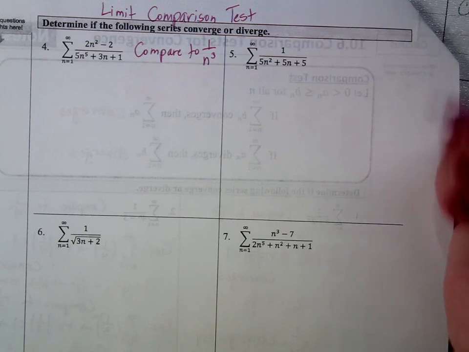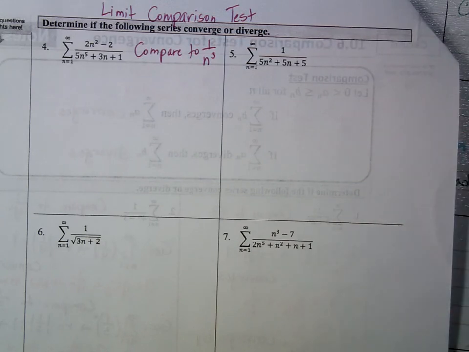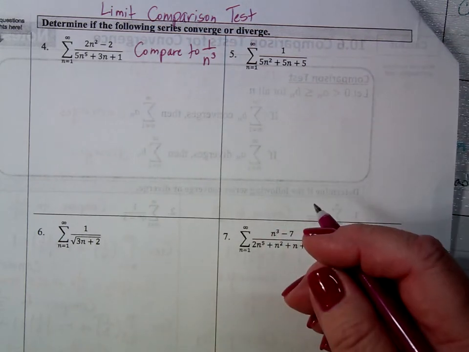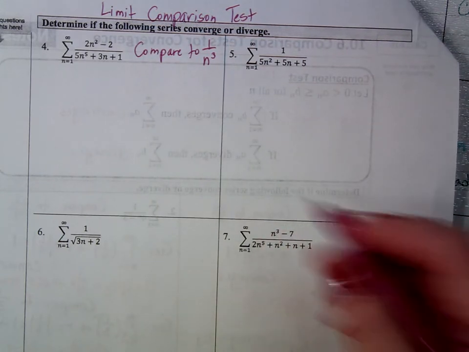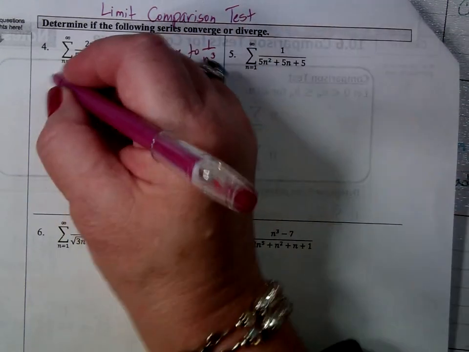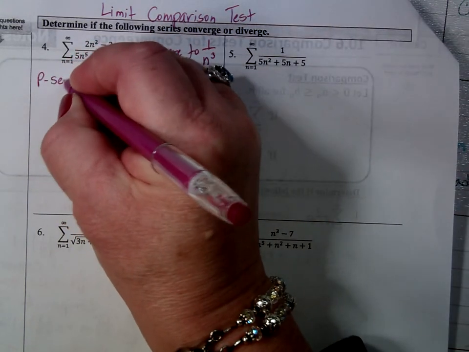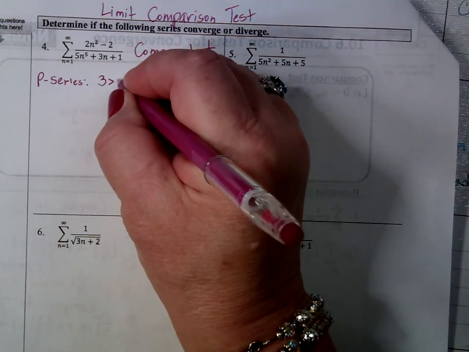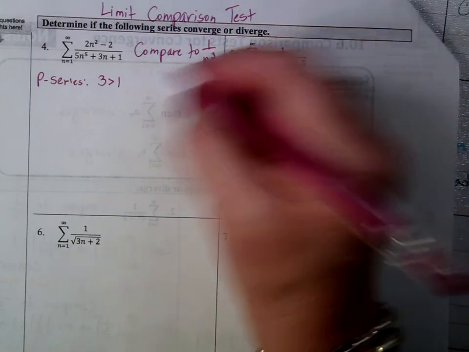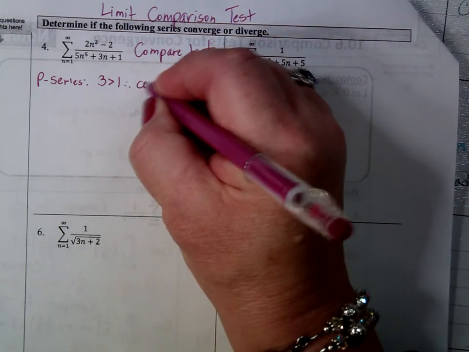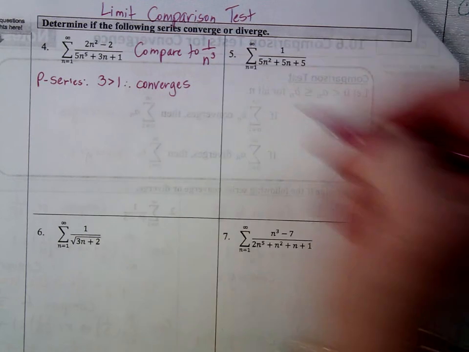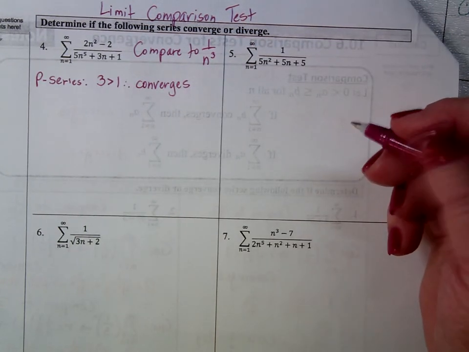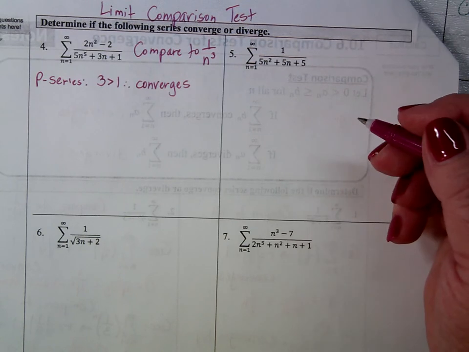All right, so let's think about this. If I compare it to 1 over n to the 3rd, then I know that 1 over n to the 3rd is a p-series. Going to think about what my comparison guy does. He's a p-series. He's a power of 3, which is greater than 1. And if that happens, then I know that this converges by the p-series. Again, I don't need to do an inequality with this.